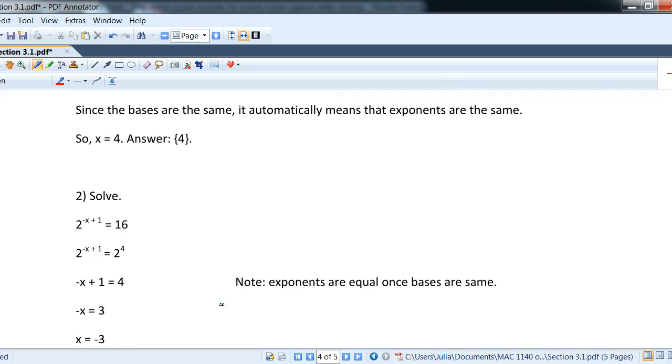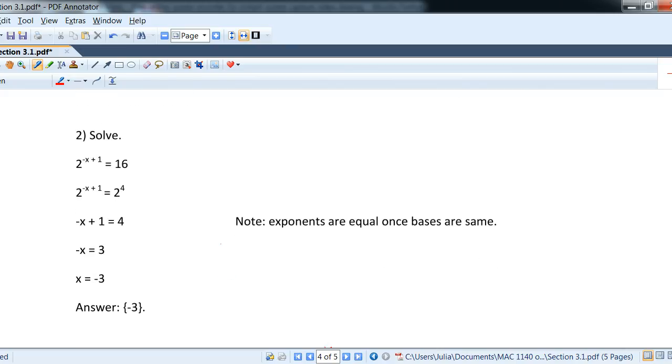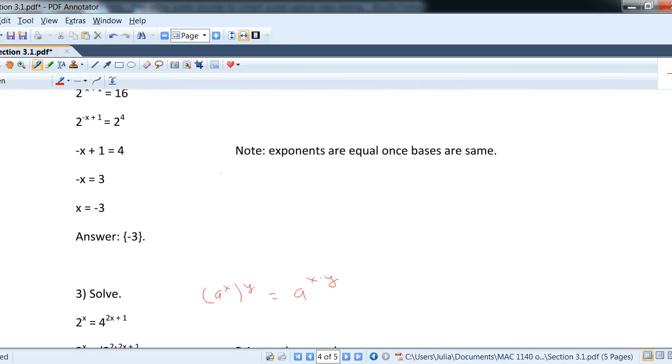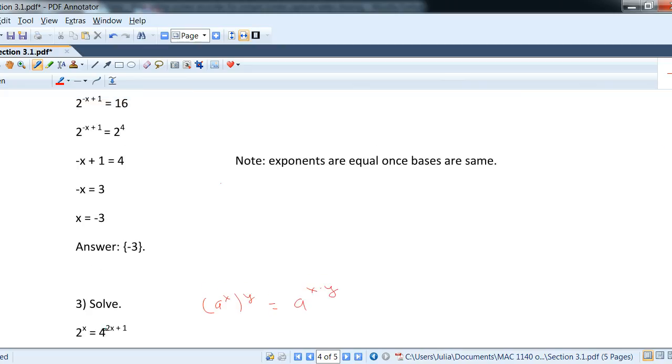Let's take a look at one more example. What if we have exponents on both sides? 2 to the x equals 4 to the 2x plus 1. Now, 4 is also a power of 2. However, we'll have an exponent raised to another exponent.